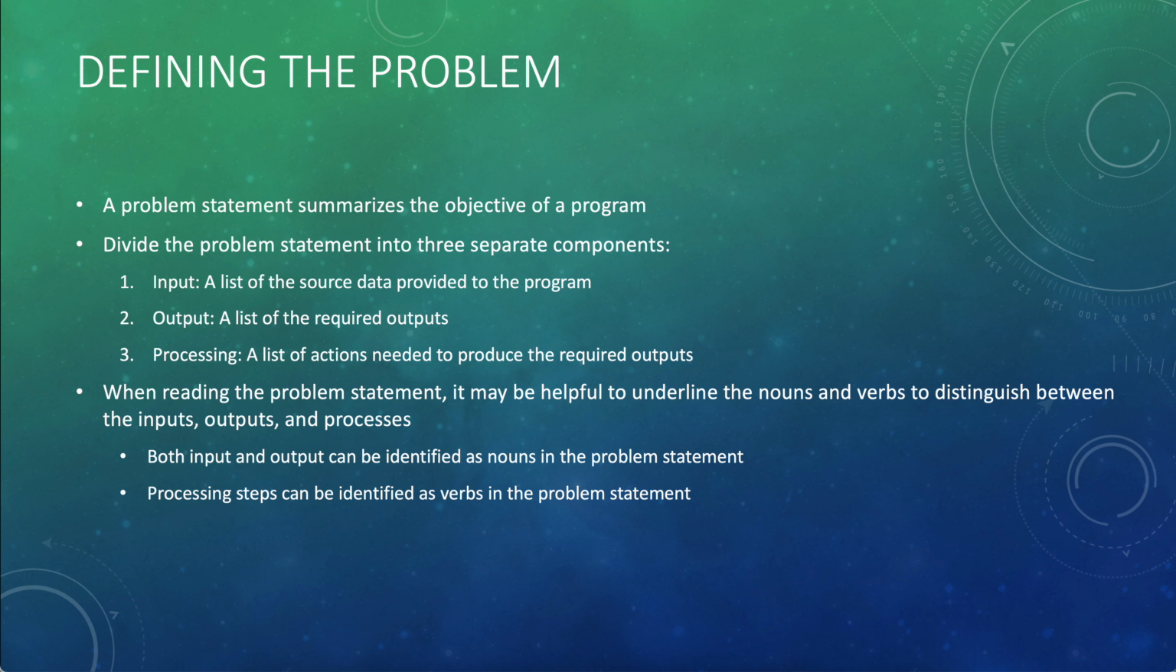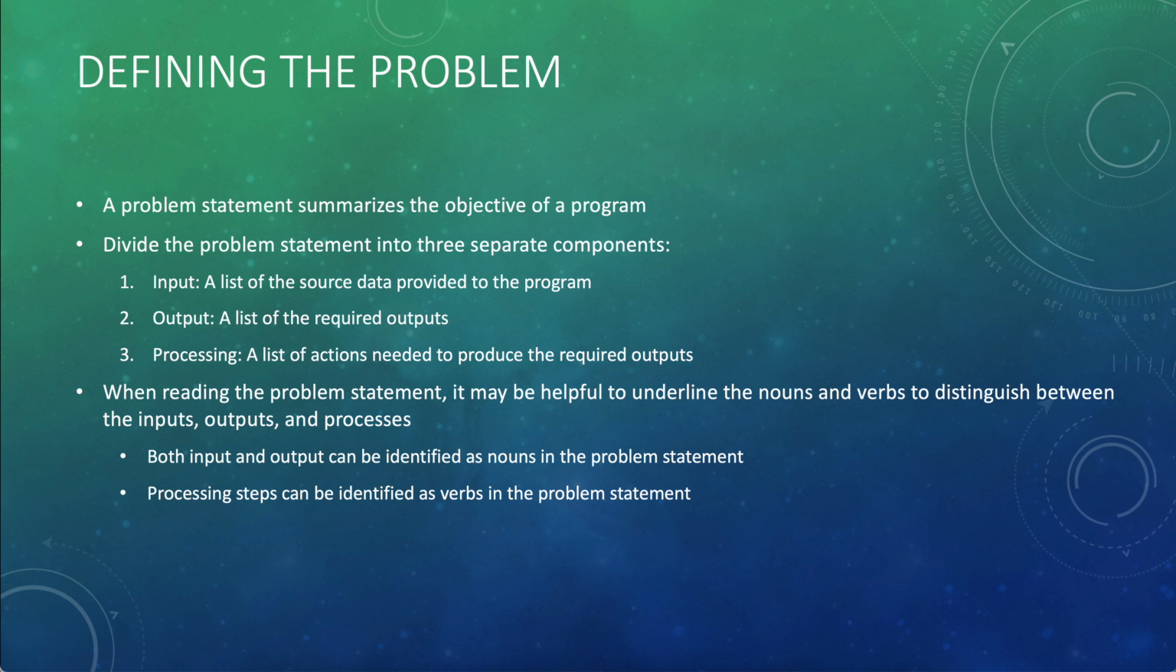Second is output. So a list of the required outputs. What should the program produce? In our cake analogy, that would be like the finished product, the finished cake. So if I say I want to bake a red velvet cake with cream cheese icing, that would be my output. That's what I expect to come out of this recipe.